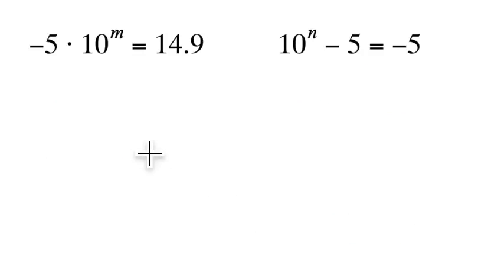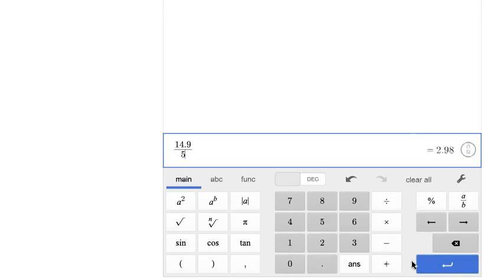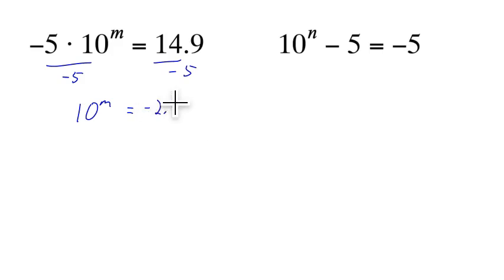We do have to be a little bit careful. Sometimes there are special cases here. Let's get the 10 to the m all by itself. So we'll divide both sides by negative 5. Now we have 10 to the power of m. It's base 10, so let's rewrite this as a common log. So the log of negative 2.98 is equal to the exponent.